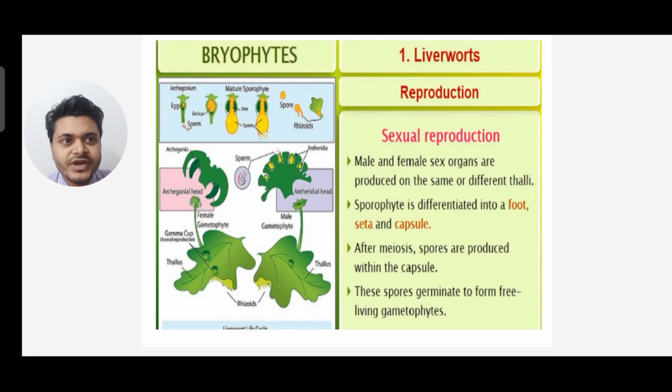So sporophyte is differentiated into foot, seta and capsule. You can see the figure. After meiosis, spores are produced within the capsule. These spores germinate to form free living gametophyte. Alright.